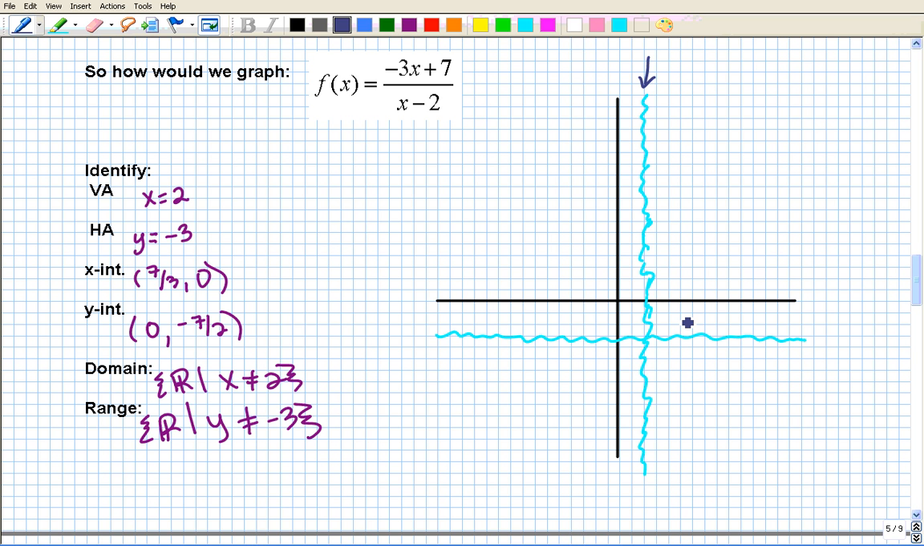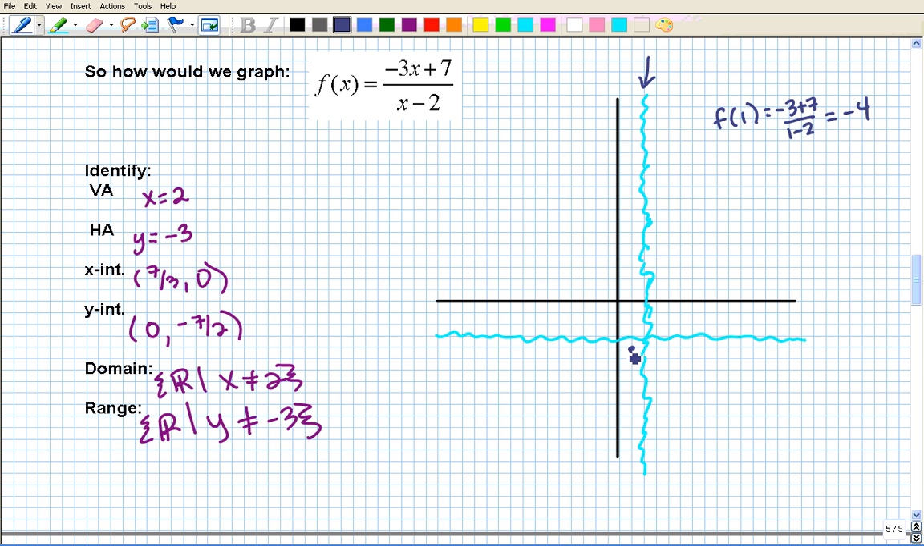So for example, if we took f of 1. I'm going to pick something to the left here. If I pick f of 1, what happens when I plug in that 1? I'd have negative 3 times 1 is negative 3, then I'll add 7 divided by 1 minus 2. So you'll end up with 4 over negative 1, and that equals negative 4. So the point will be at 1, negative 4. 1, 2, 3, 4. So there's our first point.